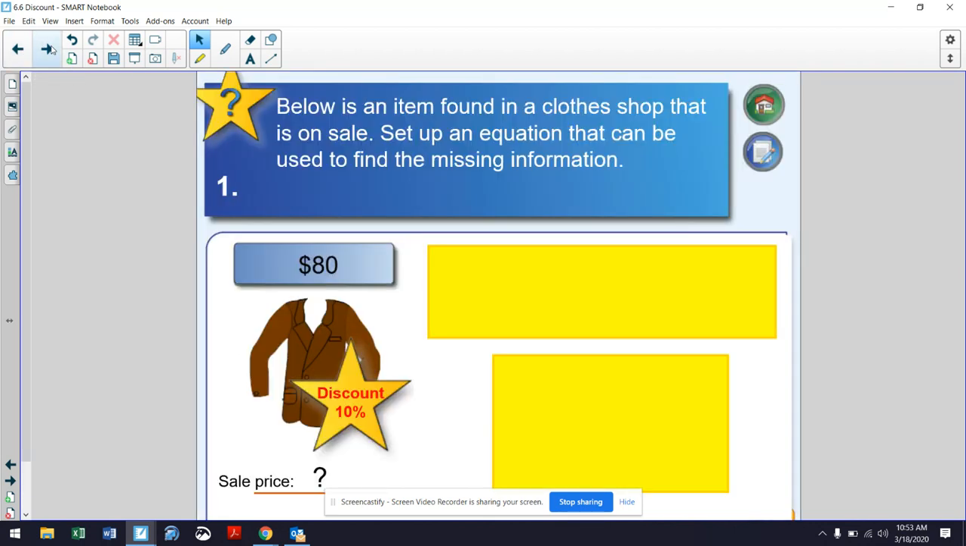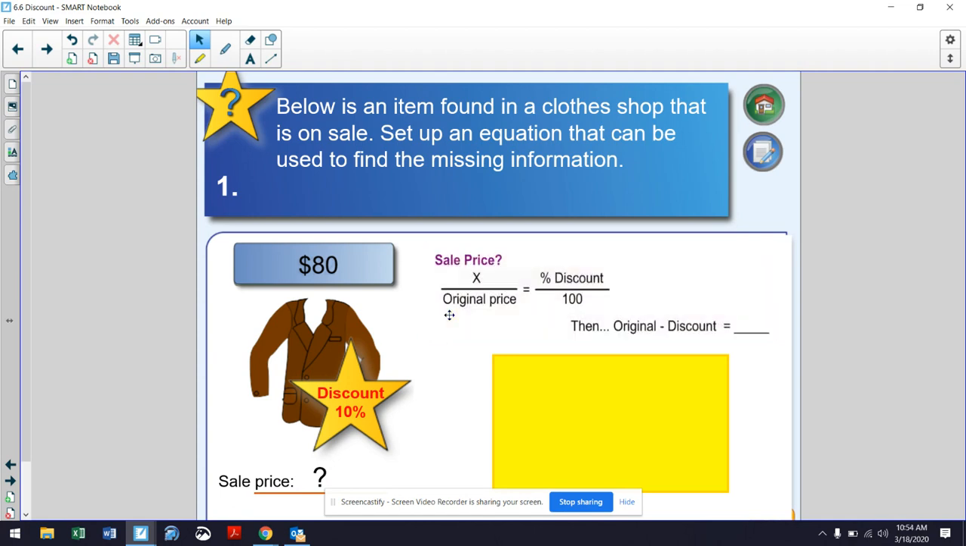So below is an item you found at a clothing store. It's on sale. We're going to figure out first what formula, what equation we need to use, and then plug in all the information that we know to find out, in this case, what the sale price is. So we know the discount percent, we know how much we're paying for it, and we want to know what the sale price is. So look at your formula sheet, see if you can figure out which of the three is going to tell us the sale price. Hopefully you chose this one. It says sale price right next to it.